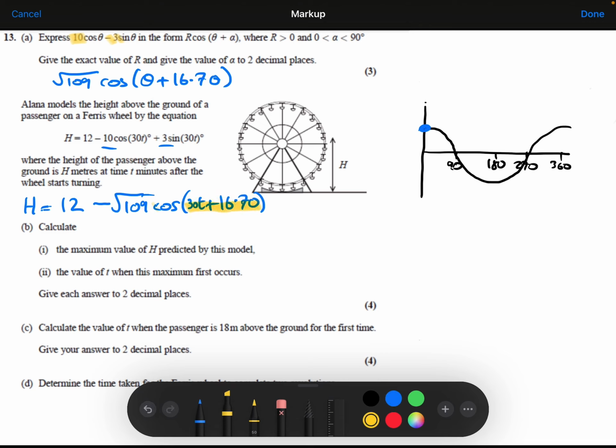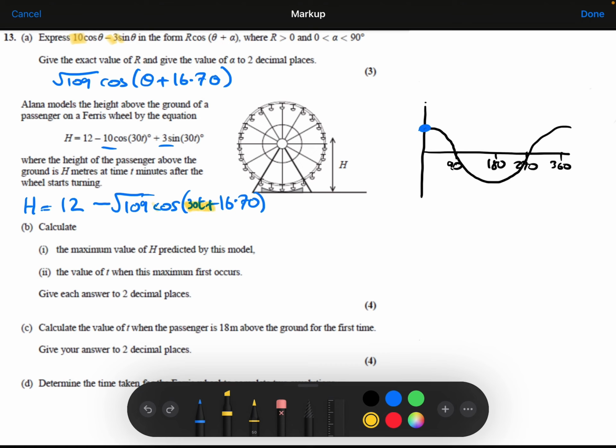If this was 90, then cos of 90 would be 0. I would then have root 109 times 0, which would be 0. And then I'd have 12 minus 0, which would be 12. Now that's better than what I had before, but it's still not very big. Certainly not for a Ferris wheel. We can do better than that again.